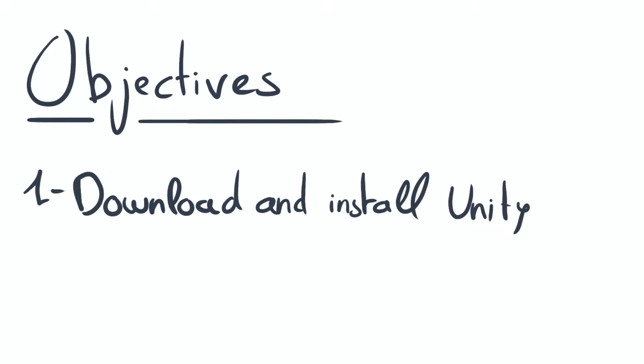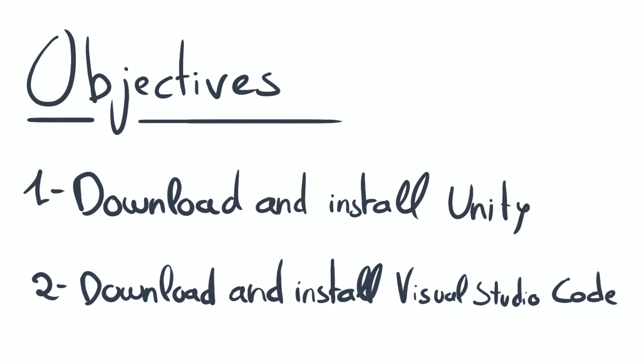Let's start with the objectives of this video. First of all, we're gonna download and install Unity, which is our game engine. And then we're gonna install Visual Studio Code, which will be our platform for typing the actual code to make the game. And without further ado, let's begin.